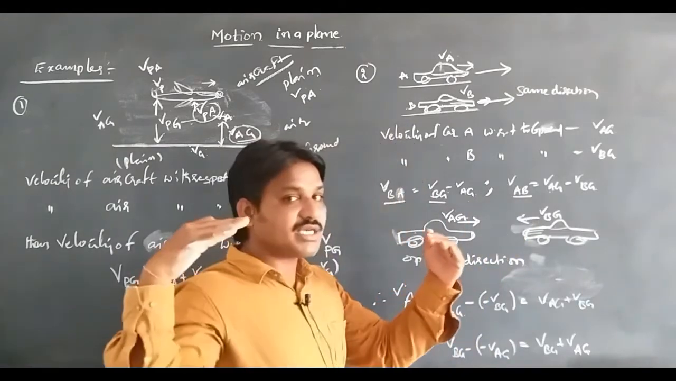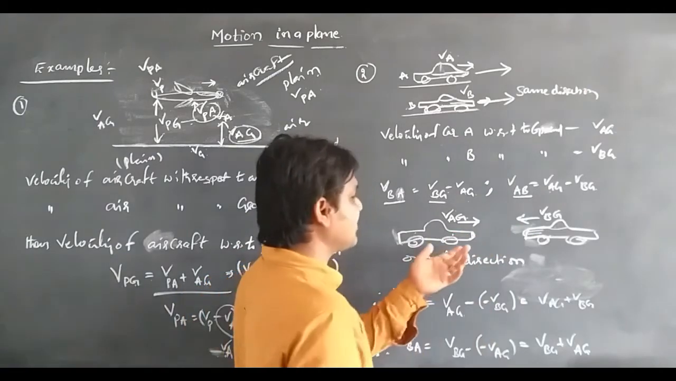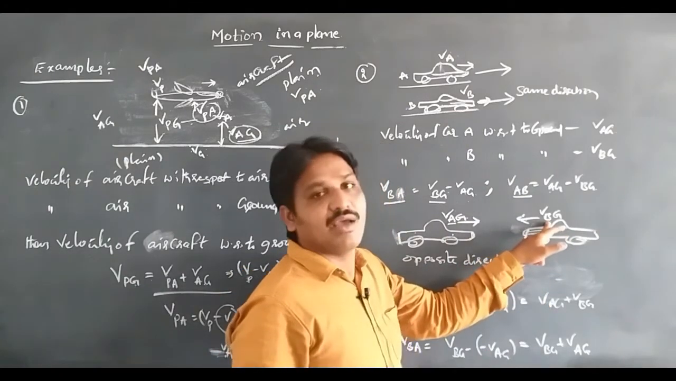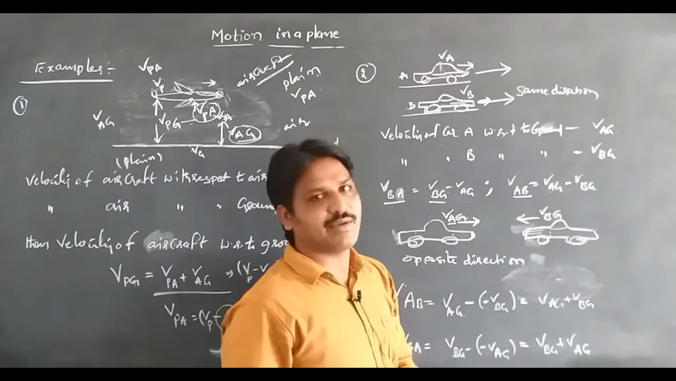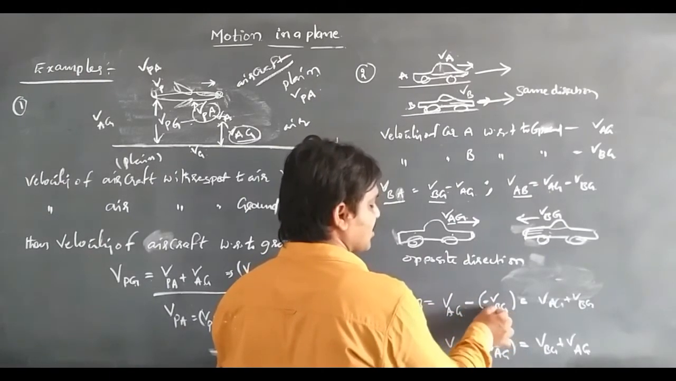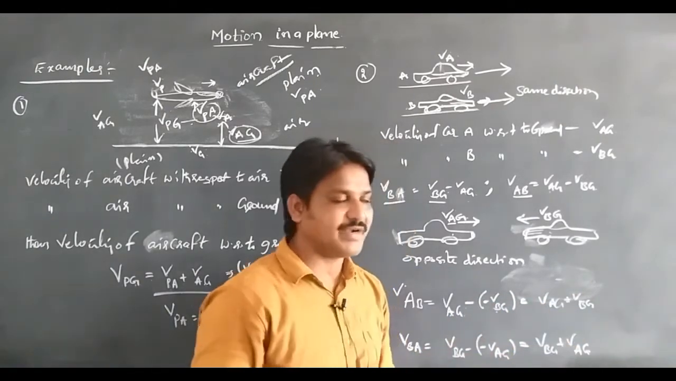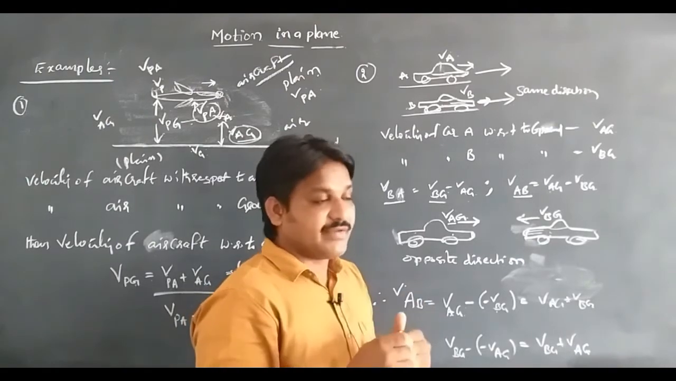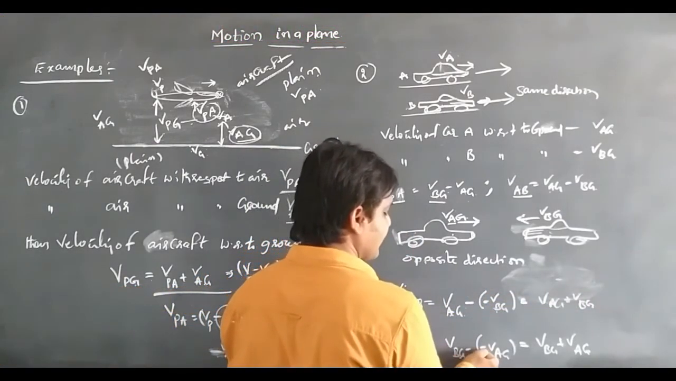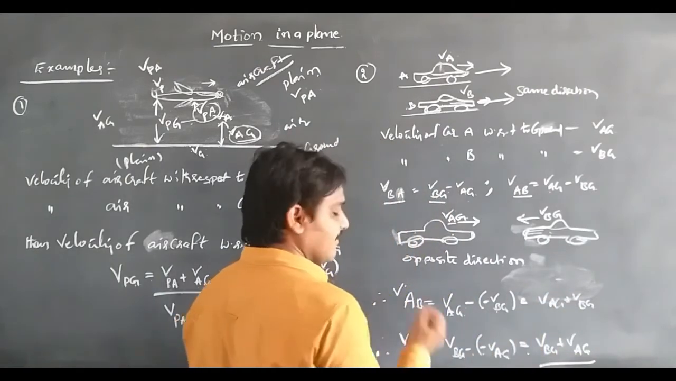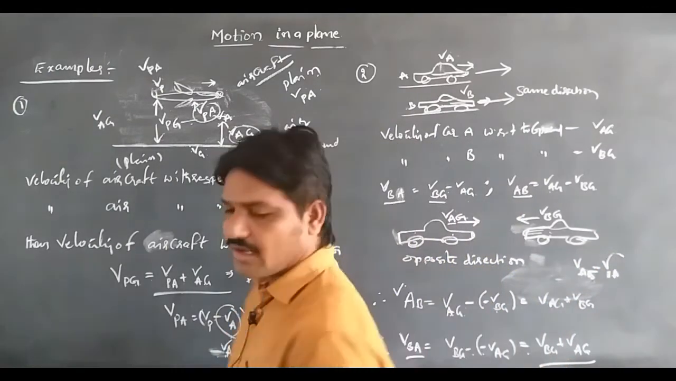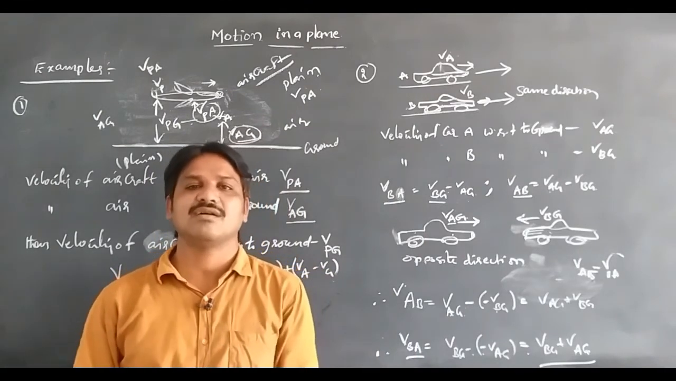Now if the two cars are moving in opposite directions, and we want to find the value of A, then we take VBG, the velocity of car B with respect to the ground, as negative, because it is in the opposite direction to body A. So VAB is equal to VAG minus of the velocity of car B with respect to the ground, then we can take VAG plus VBG. If we want to find the velocity of car B, then the velocity of car A will be opposite to the velocity of B. So VBA is equal to VBG minus VAG. Then we can get the same values. When they are moving in the opposite direction, VAB is equal to VBA. The two values will be the same. These are the two examples of relative velocity.